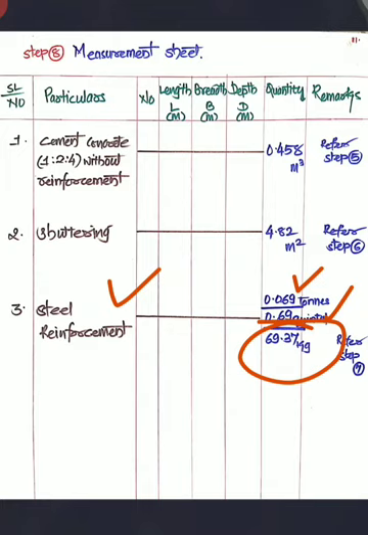If you are having the market rates, then you can prepare the abstract, that is nothing but the bill of payment, right? So if you are having the local rates, you can go for abstract also.